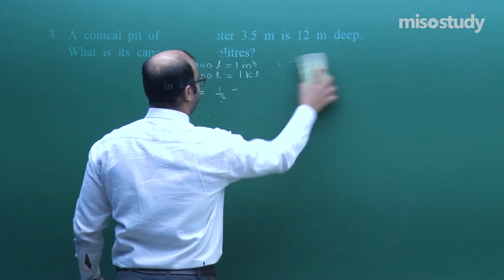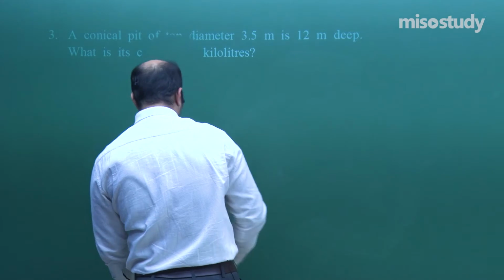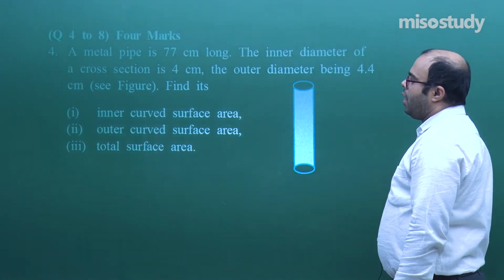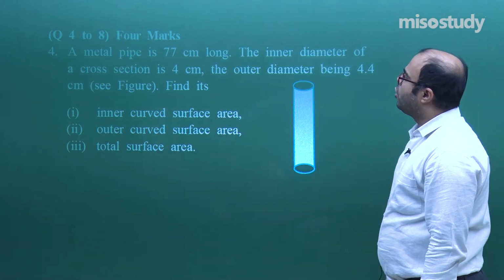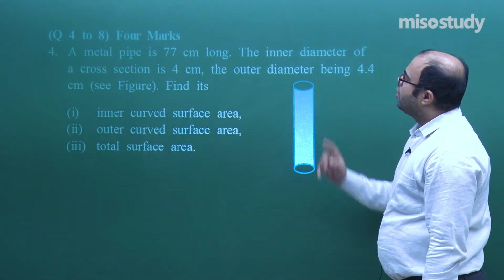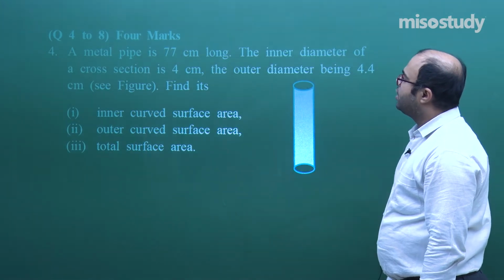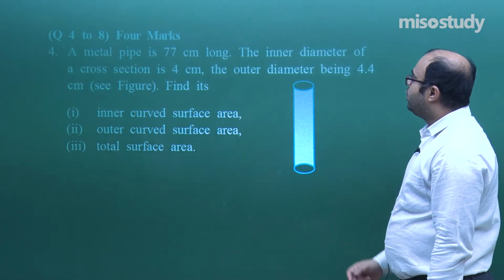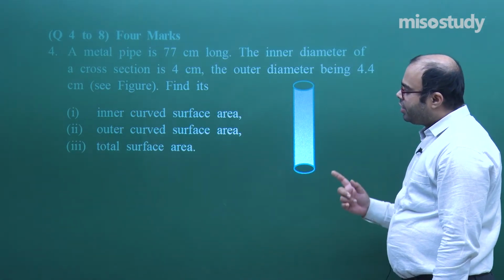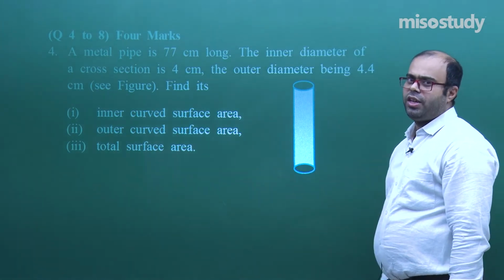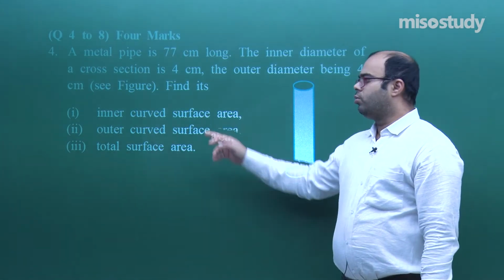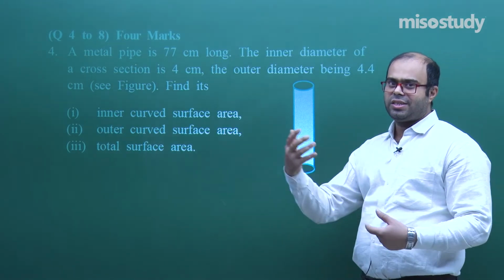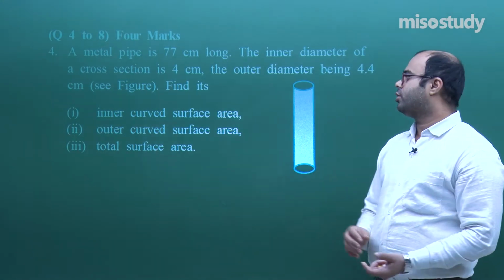Let us see the next question, which is of higher marks. Let us see how much marks is it. It is of 4 marks. A metal pipe is 77 centimeter long. The inner diameter of a cross section is 4 centimeter and the outer diameter is 4.4 centimeter. Find its inner curved surface area, outer curved surface area, and total surface area. Total surface area is the sum of these two, because here it does not mean the top and bottom, it is an open pipe. So, total surface area is inner surface area plus outer surface area.